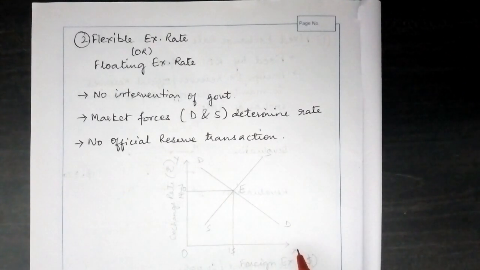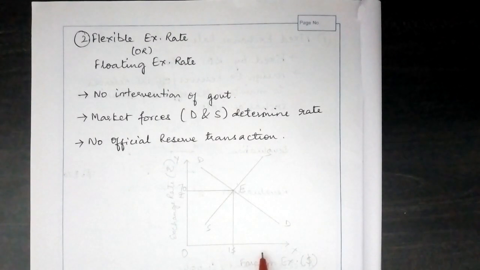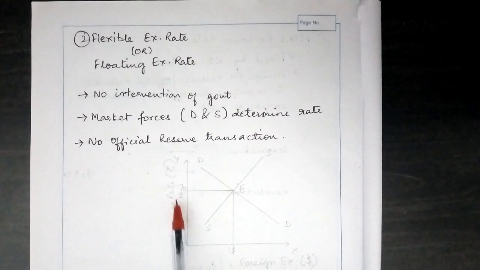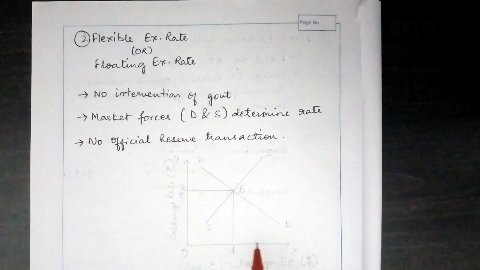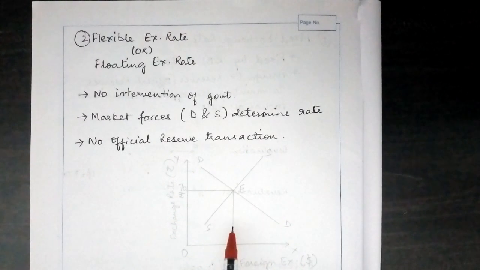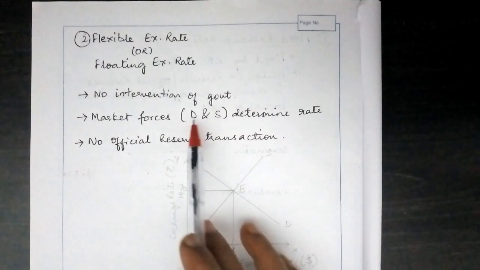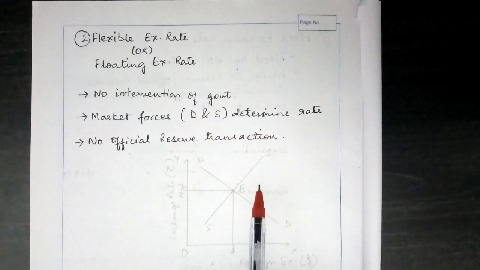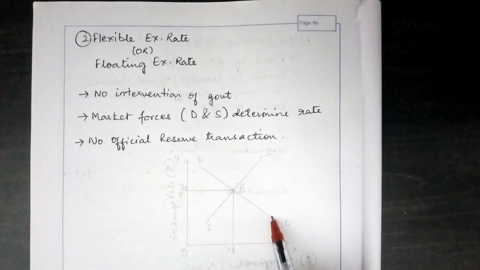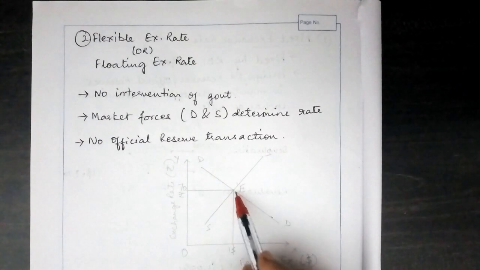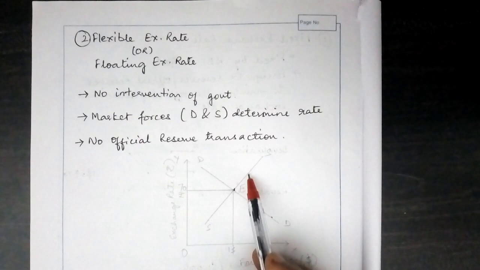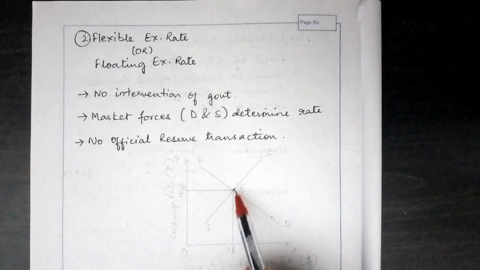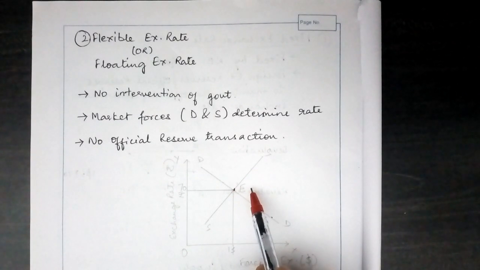Now, if you look at the graph, again we plot dollars on the x-axis and rupee on the y-axis. In a free market without the central bank intervention, the equilibrium exchange rate is determined by the market forces of demand and supply. So, the equilibrium exchange rate is the rate at which the market demand and supply of foreign exchange are equal. At this point, demand is equal to supply. Hence, this is the equilibrium exchange rate.